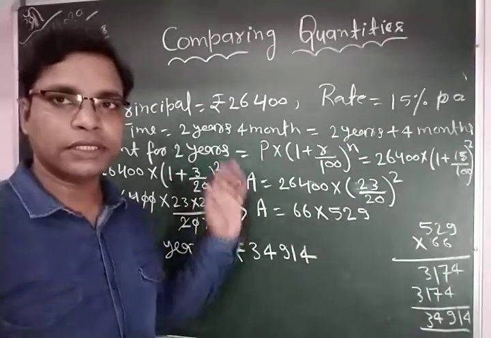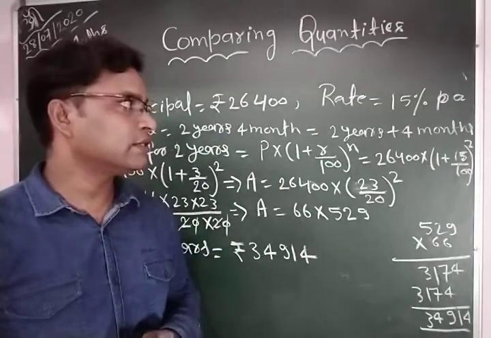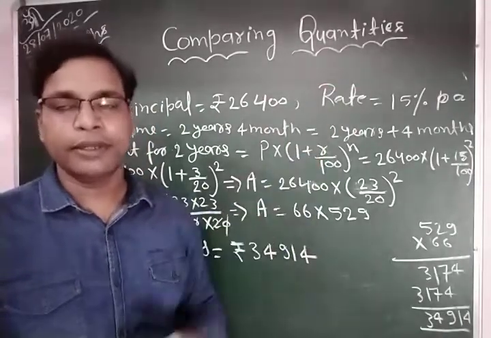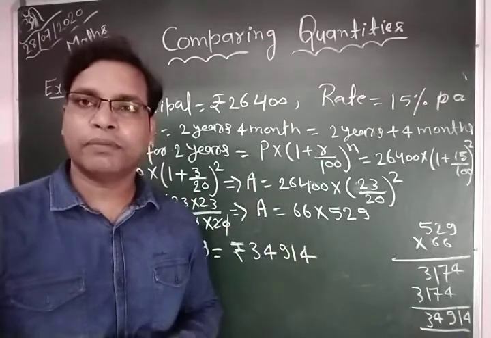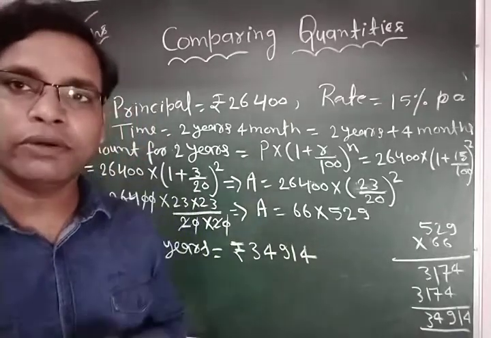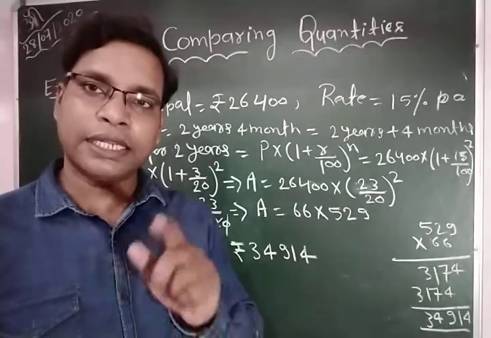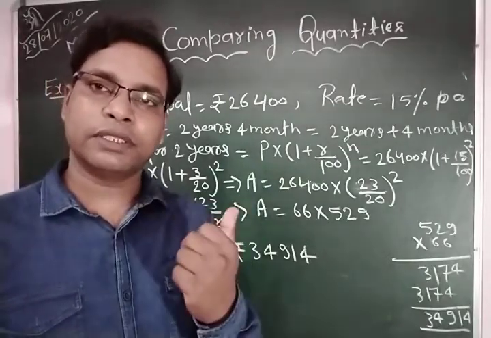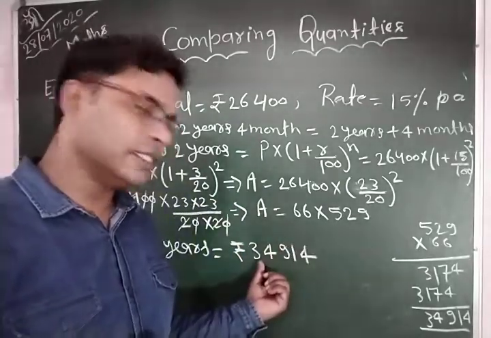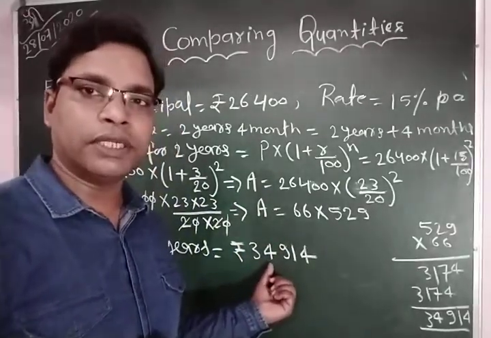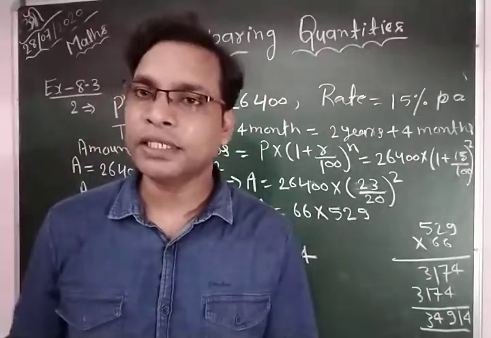Okay, in this question, the principal is given as 26,400 rupees. The rate is also given as 15% per annum, and the time is given as 2 years 4 months. So first we find the amount for 2 years. After this we find the simple interest for 4 months. Okay, and we take this amount, 34,914, as the principal, and find the simple interest.